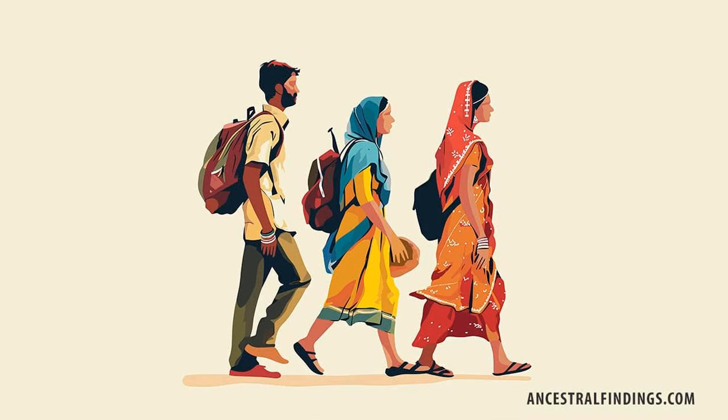Fiji. Indians were brought to Fiji to work on sugar plantations, and despite political struggles and discrimination, they have shaped the country's political and economic life. Africa. In Kenya and South Africa, Indian communities grew as laborers worked on railways and plantations, contributing significantly to the anti-colonial movements in these countries.